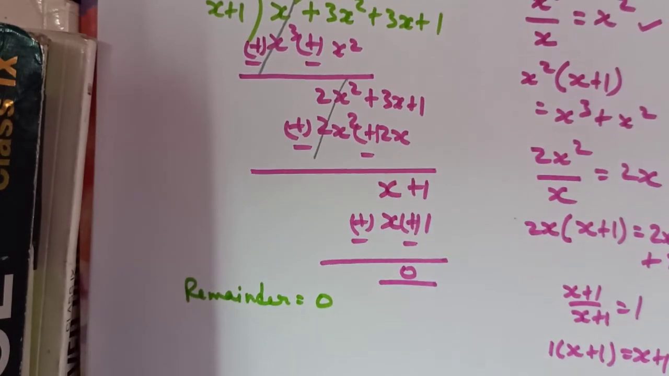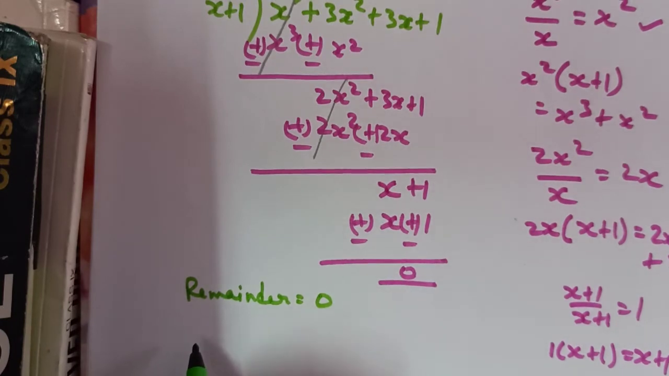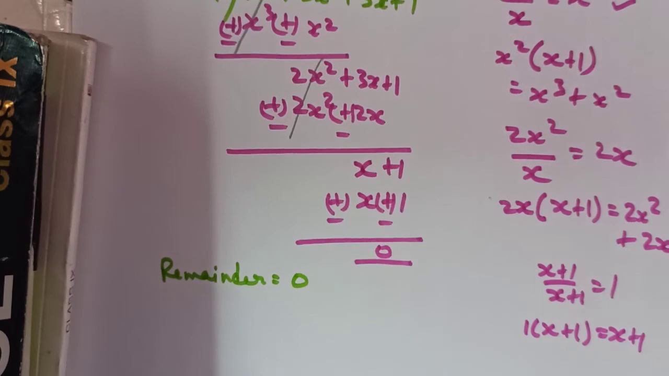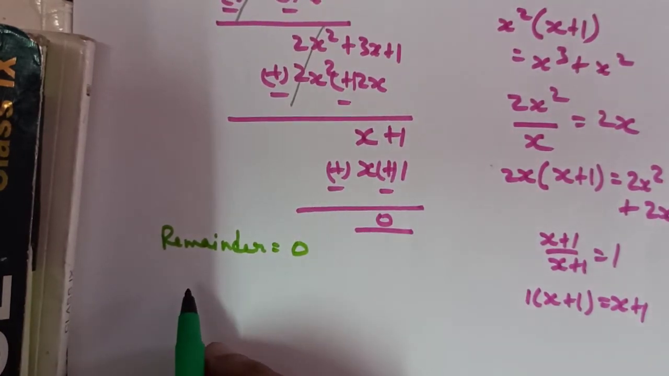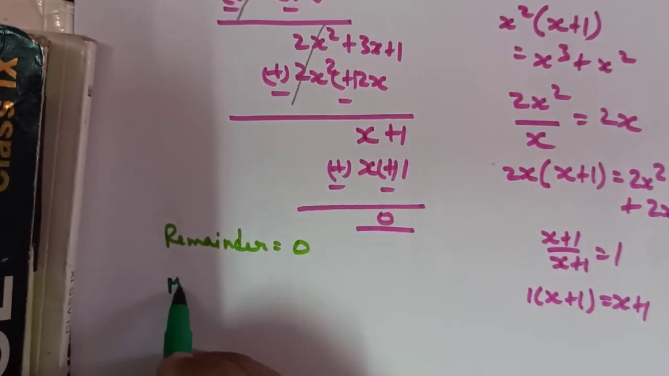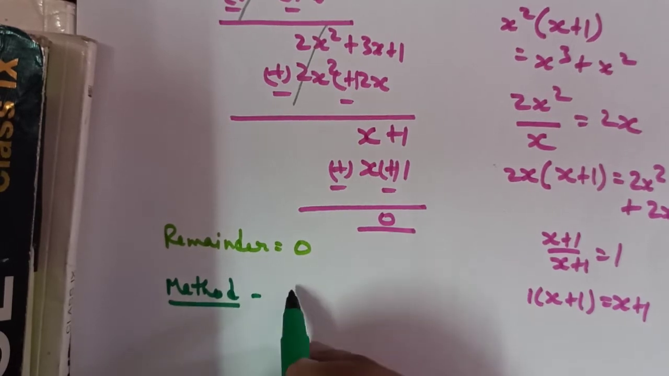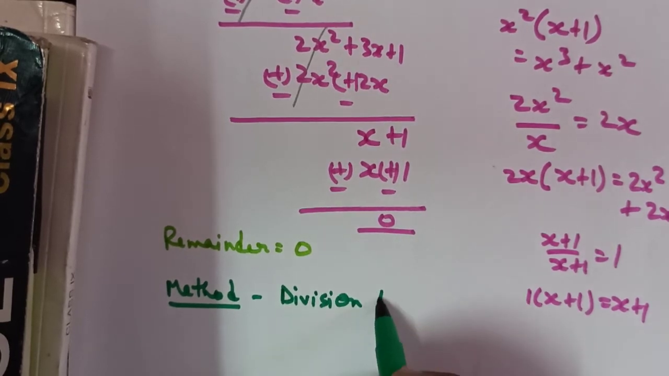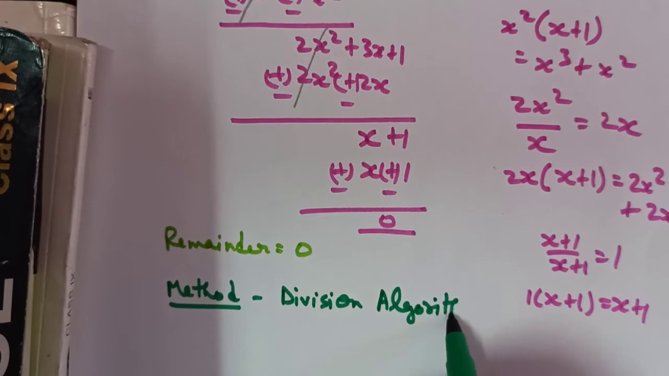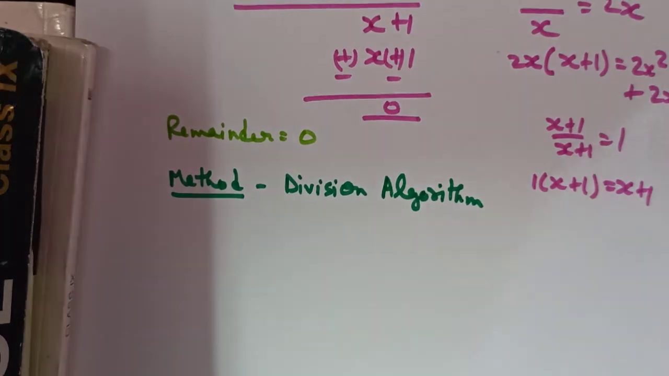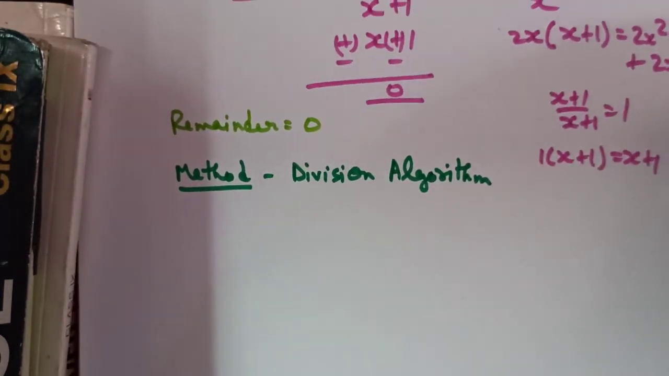This is the first method. Now we come to the second method. The second method is also basically based on the remainder theorem. This is the remainder theorem method, by the use of the division algorithm. This is also basically the remainder and factor theorem, but here I am going to use the division algorithm.